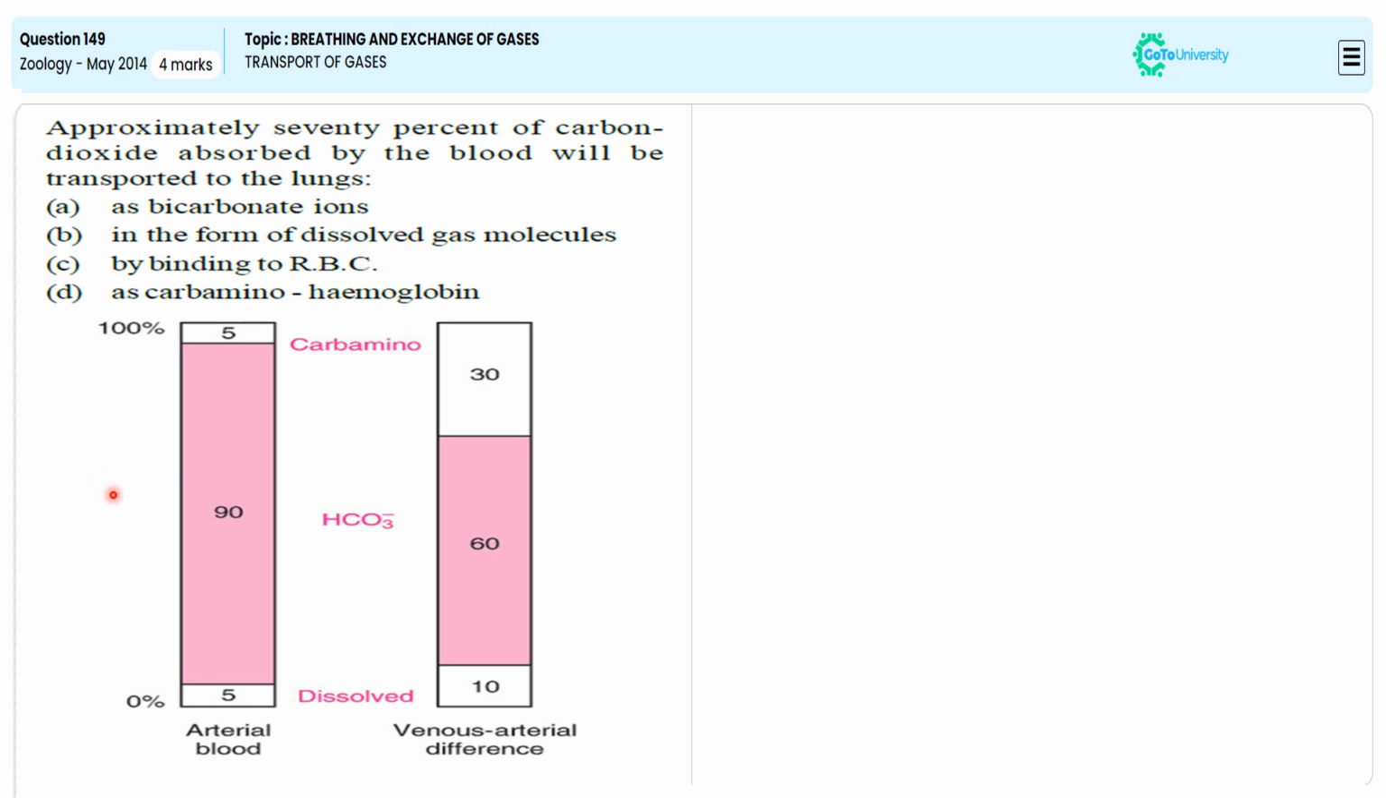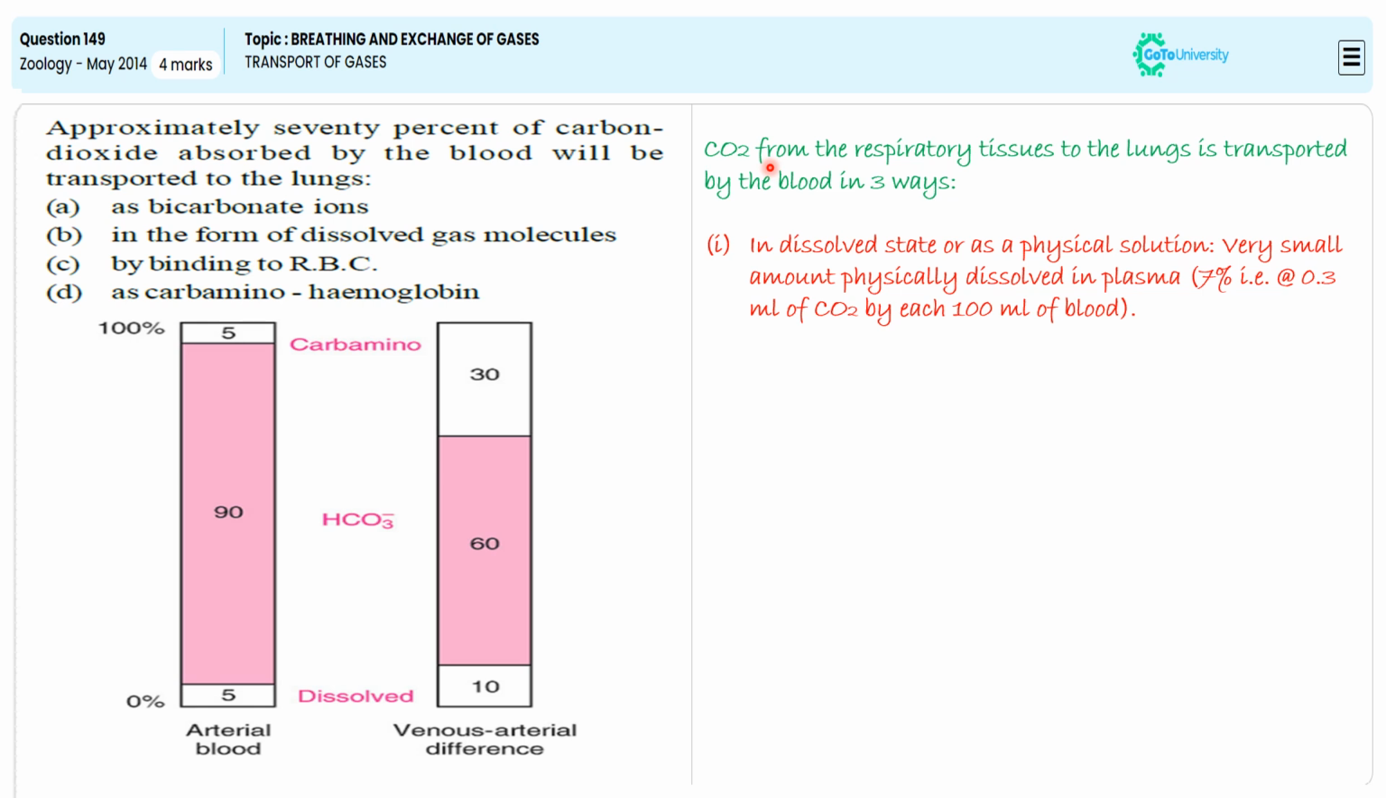What are the points we told with this pictorial representation? Again, back, we are giving a recap to take the NEET notes for future reference. Carbon dioxide from respiratory tissue to the lungs is transported by the blood in 3 ways. In dissolved state or in a physical solution, a very small amount is physically dissolved in plasma, that means 7%, or else we can say another way around 0.3 ml of carbon dioxide per 100 ml of the blood. So in this way the carbon dioxide is getting transported.